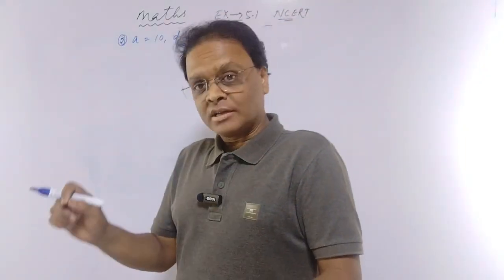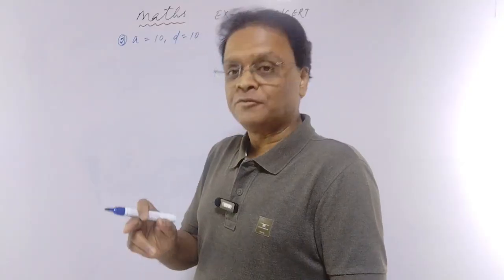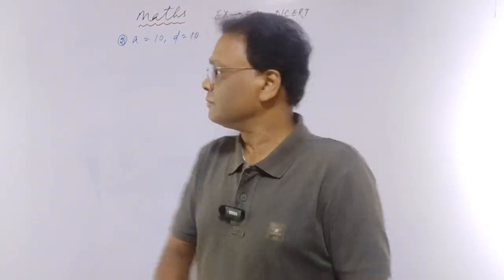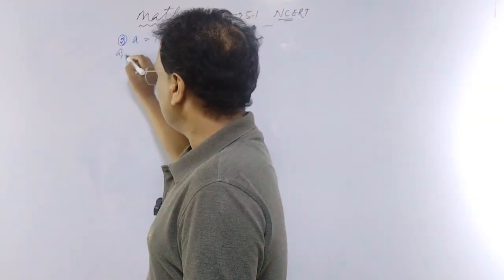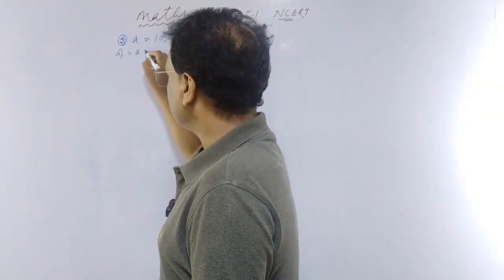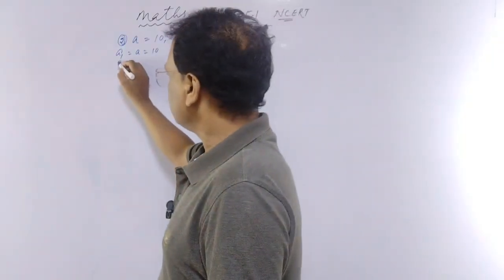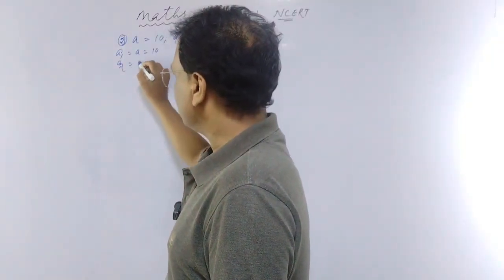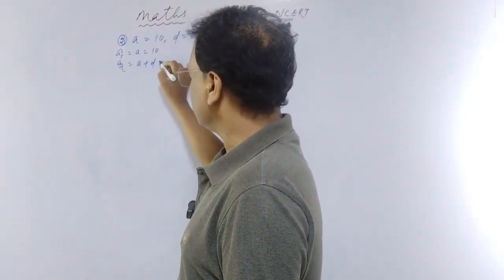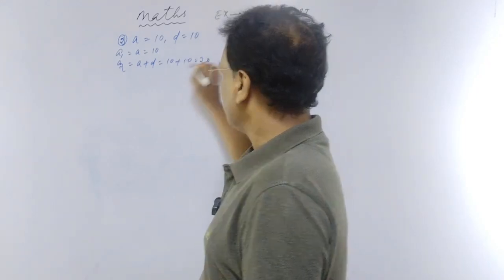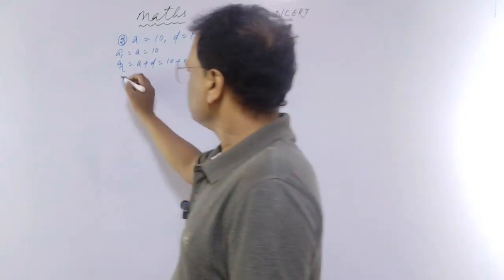I have to write the first 4 terms. First 4 terms means A1, A2, A3, A4. My A1 and A both are equal, so definitely this is your 10. Second term, A2 is equals to, formula is A plus D. A is 10 and D is 10. That is 20. The second term is 20.